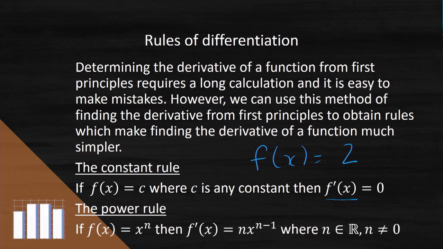The power rule is one that we use quite often. If f of x is equal to x to the power of n, then the derivative is equal to n times x to the power of n minus 1. That n there is any real number, but it's never equal to 0.